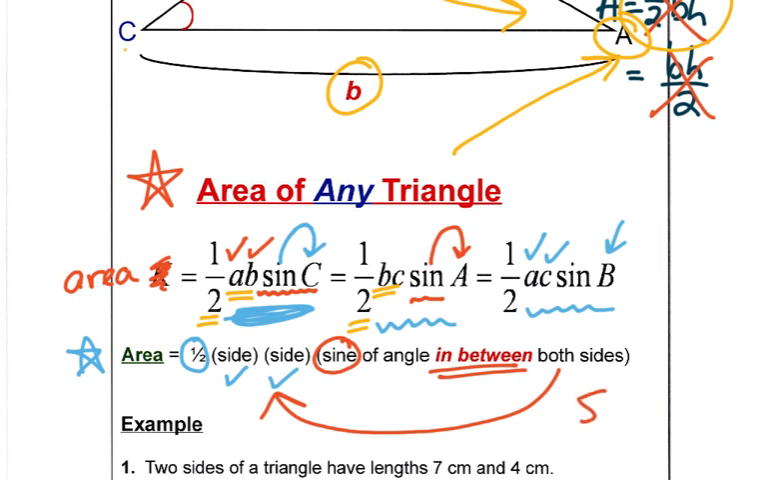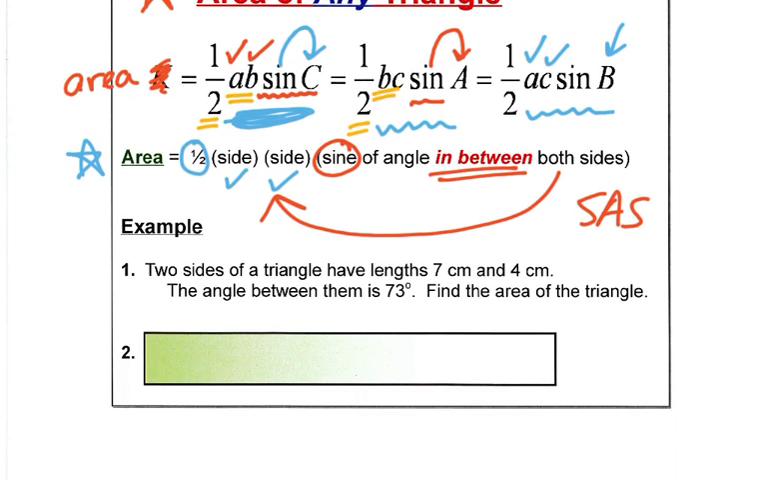So really important to know that you have to have an SAS case in order to use this new area formula. Let's give it a shot. Let me see how easy it is. So I've got a triangle here for number one. Two sides of a triangle have a length of 7 and 4. Great, those are my two sides. The angle in between them is 73 degrees. Find the area of the triangle.